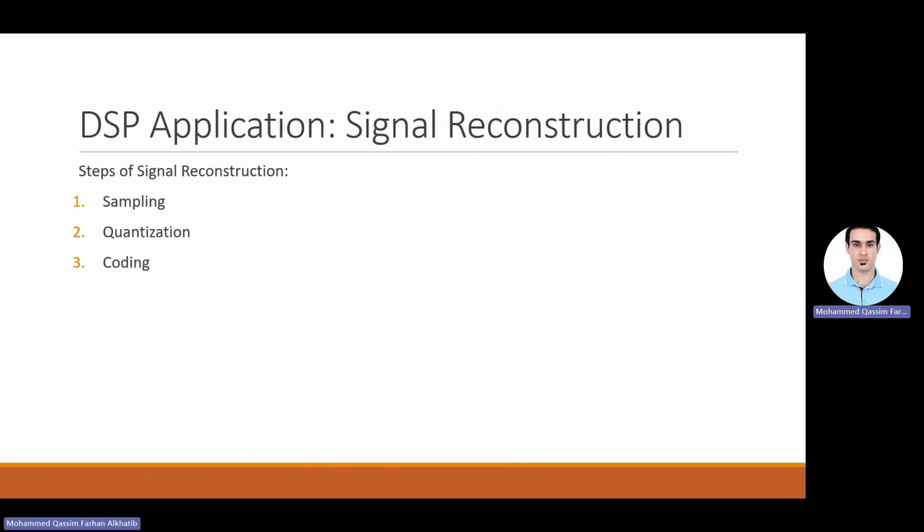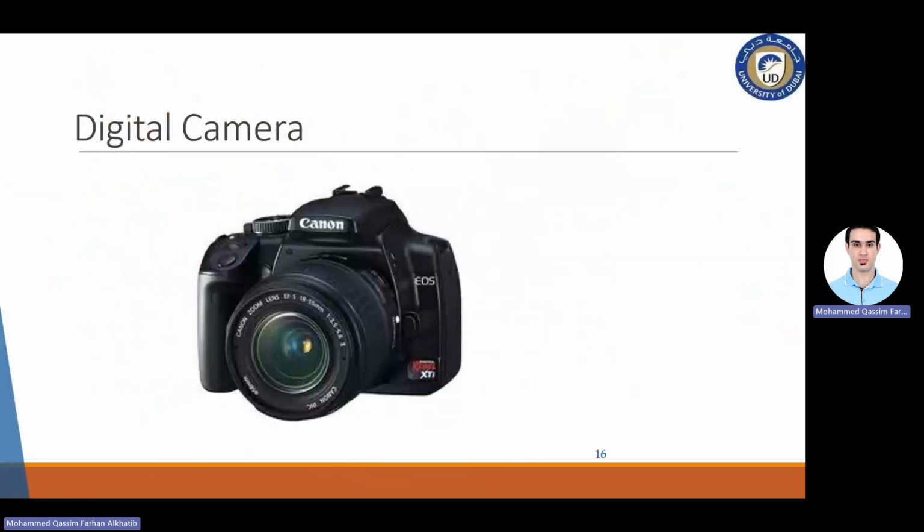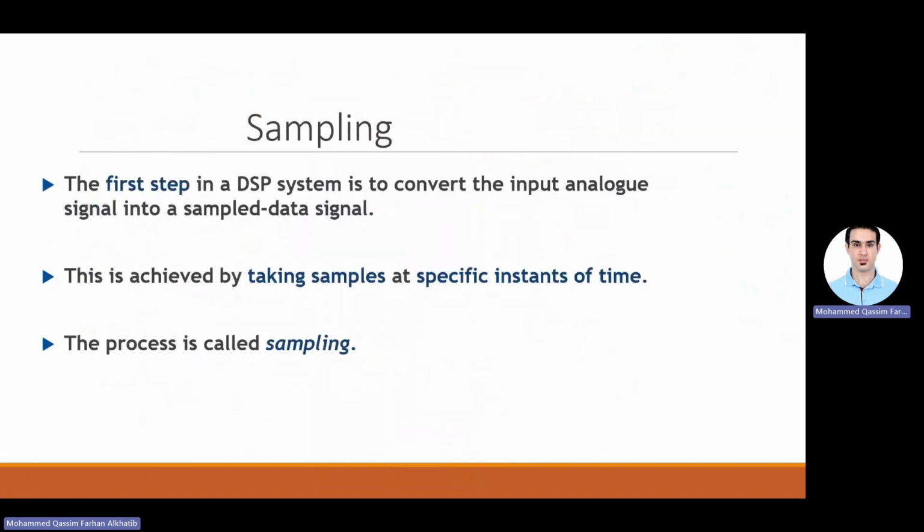Now, these are the steps of sampling, quantization, coding. Pretty much similar to what I did here. Hopefully, it will be clearer with better graphs. So sampling, I think we've done that in signals and systems. In DSP systems, first you need to sample your signal. The first step is to convert the input analog signal into a sampled data signal, converted into samples, digital form. You take samples at specific instants of time, and this is what we call sampling.